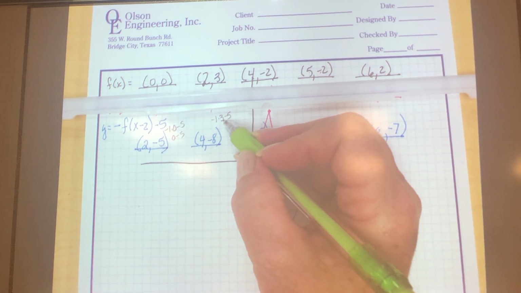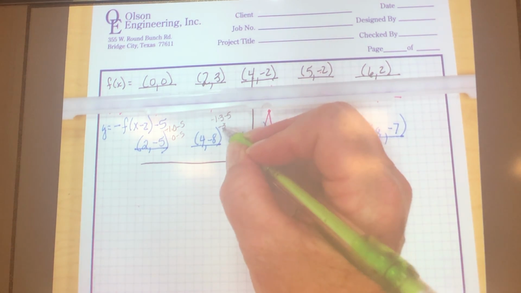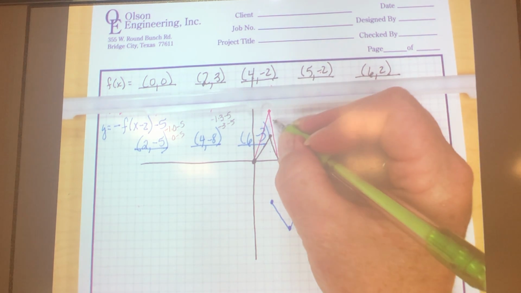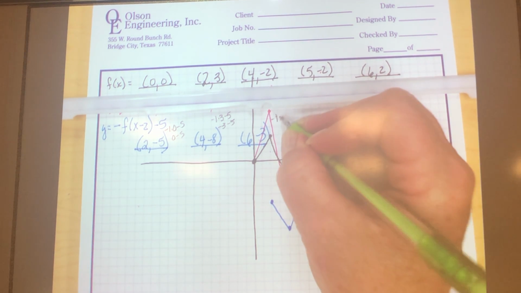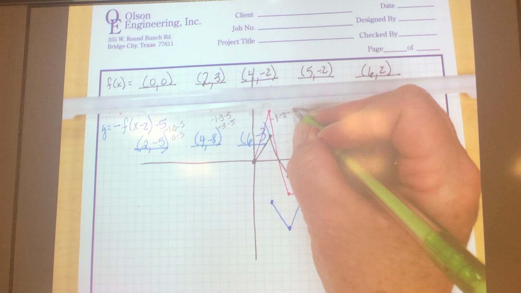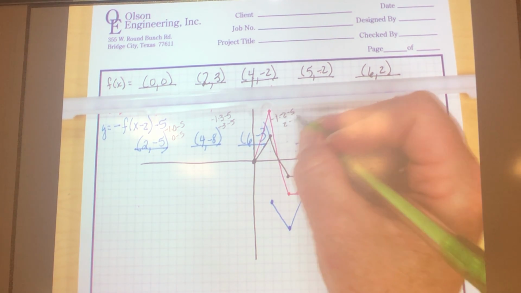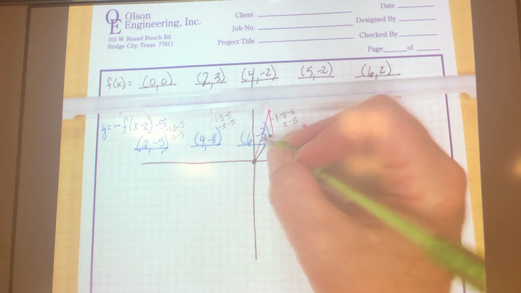I'm going to say negative 1 times 3 minus 5. What is negative 1 times 3? What's negative 3 minus 5? Right here, I'm going to say negative 1 times negative 2 minus 5. What's negative 1 times negative 2? 2 minus 5. Negative 3.